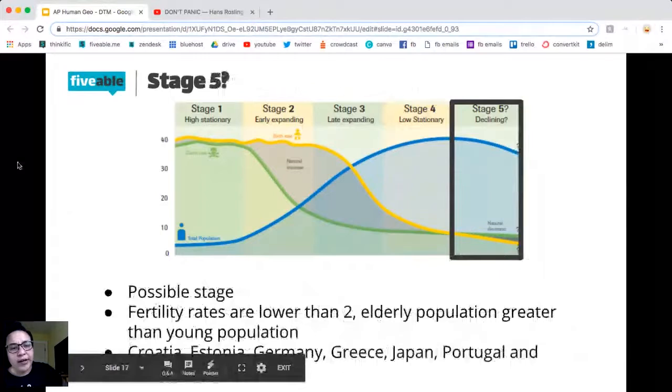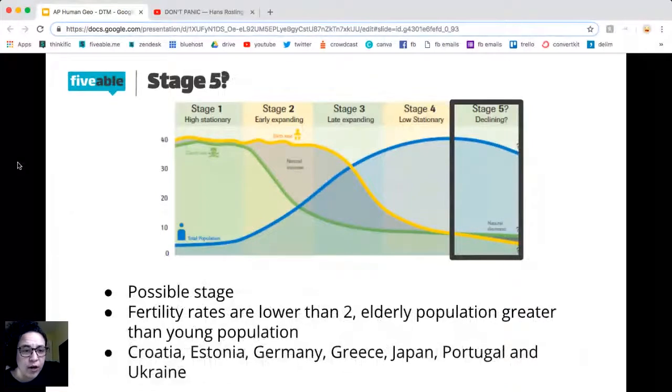So the last one is stage 5. There's a question mark because stage 5 doesn't truly exist yet.